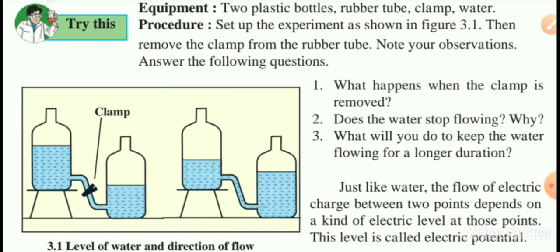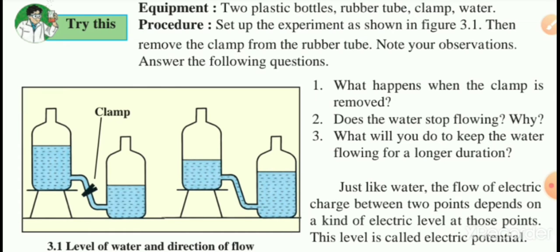Now we will see what is potential and potential difference. For that there is one very easy and nice experiment that you can do at your home. The equipment required is 2 plastic bottles, a rubber tube, a clamp and water. The procedure is to set up the experiment as shown in figure 3.1. You can see in the diagram the same setup you will have to do. Then remove the clamp from the rubber tube. Note down your observation and answer the following questions. There are 3 questions that you will have to answer.